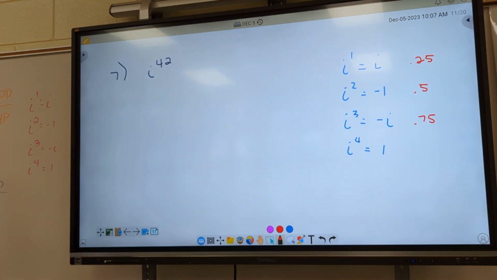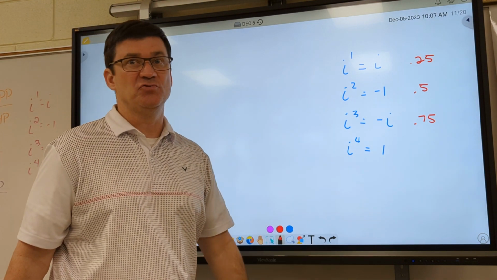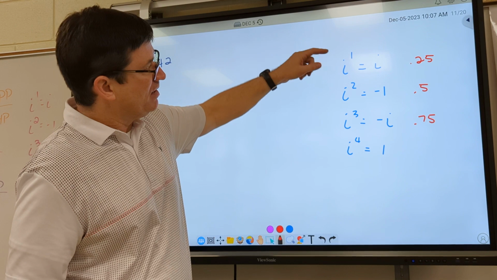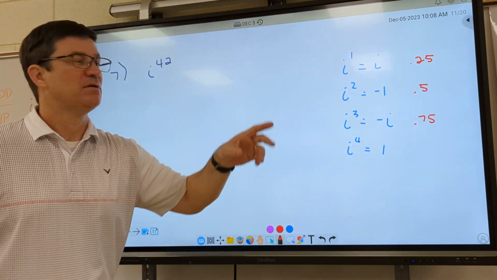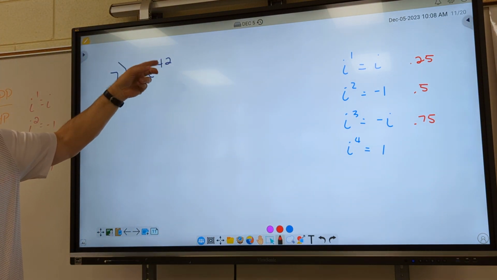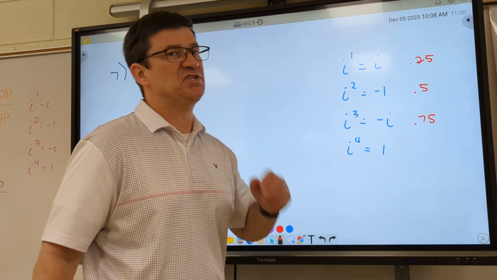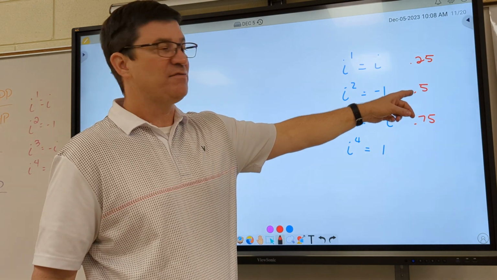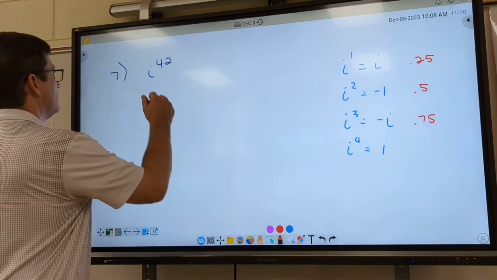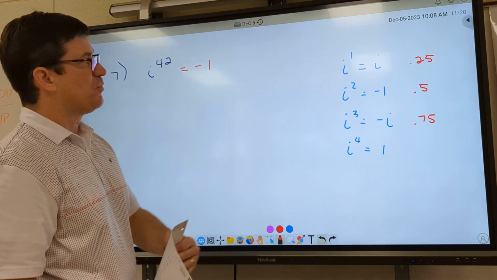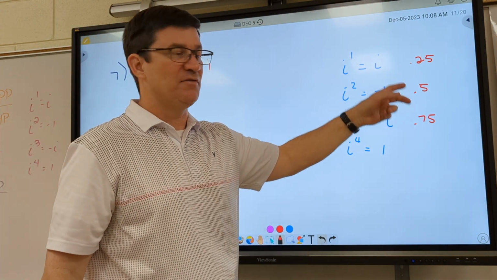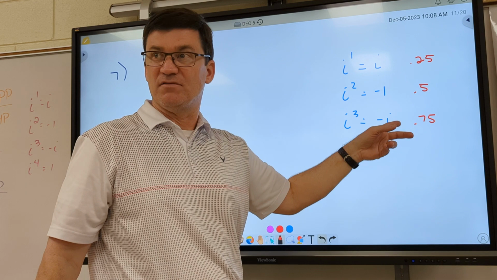I could show y'all a lot of different ways to do 7. Smart, if you want to count all the way to 42, you could. That's too hard. Take that number right there, 42, and divide it by 4. Tell me what the calculator gives you. 10.5. 42 divided by 4 is 10.5. All right, here's your cheat sheet. If it ends in 0.5, it's -1. If it ends in 0.25, the answer is i. And if it ends in 0.75, the answer is -i.